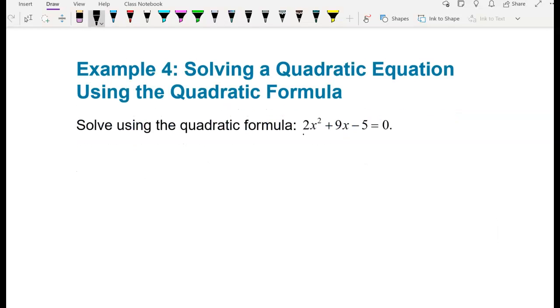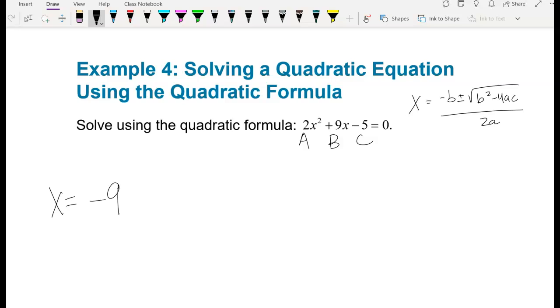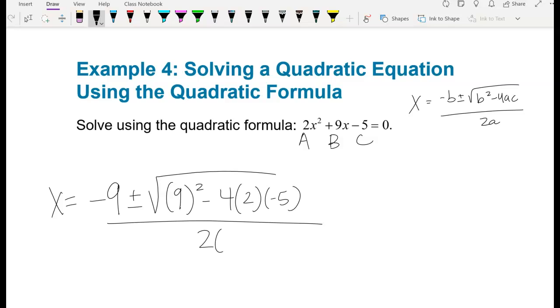Alright, so you have to identify a, b, and c. And then you can write your formula here. So negative b plus or minus square root b squared minus 4ac all over 2a. Alright, so now we just plug in those values. So x equals negative b, so negative 9 plus or minus the square root of 9 squared minus 4 times 2 times negative 5, all divided by 2 times 2.